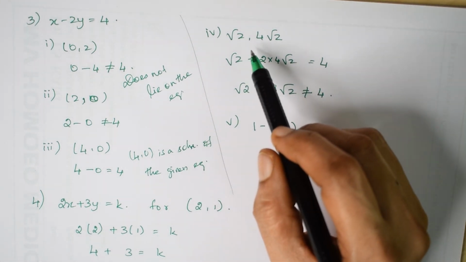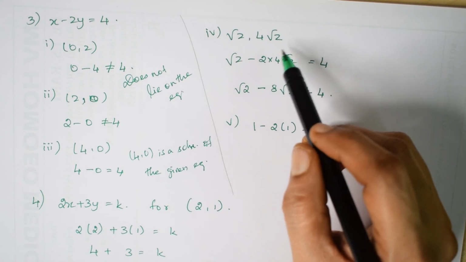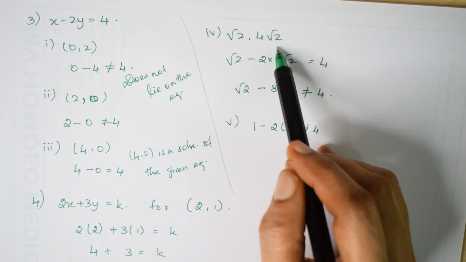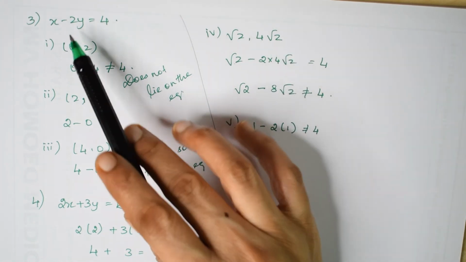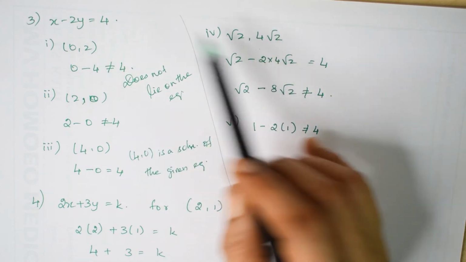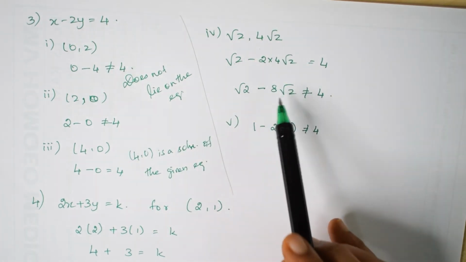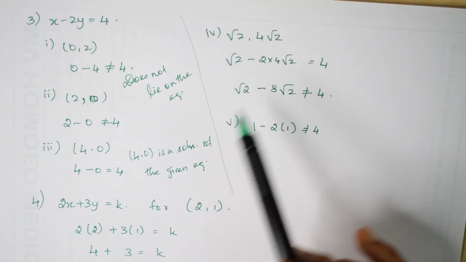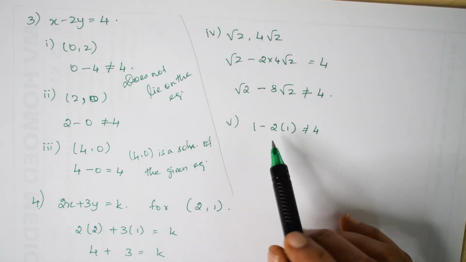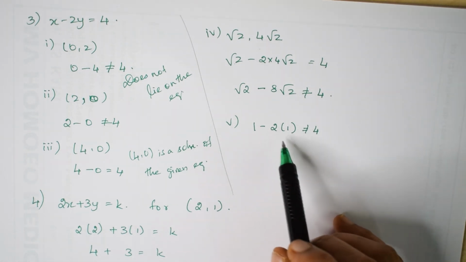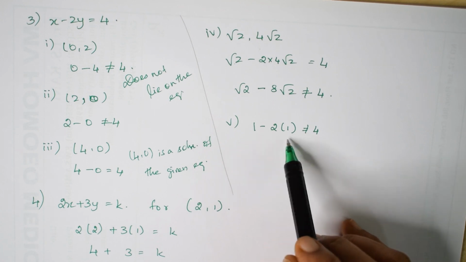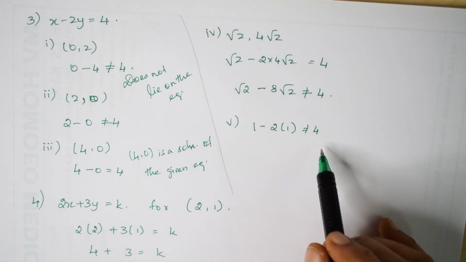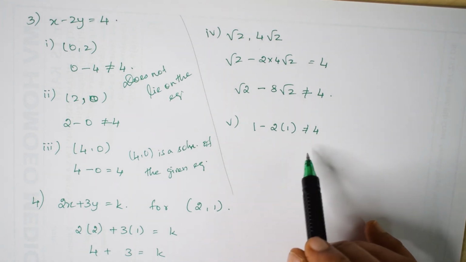Then we go to the fourth point, (square root of 2, 4 square root of 2). Again I am substituting square root of 2 for x, and 4 square root of 2 in the place of y. Here 4 and 2 are whole numbers. I multiply them and it becomes 8. And obviously it is not equal to 4. So this point also is not lying on the equation. Then the fifth point, which is (1, 1), and when I substitute it becomes 1 minus 2, and that is again not equal to 4, and so this point is also not lying on the equation. So the three sums are over.